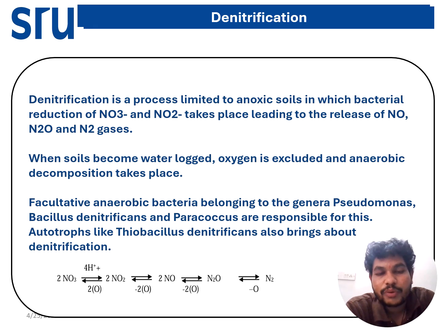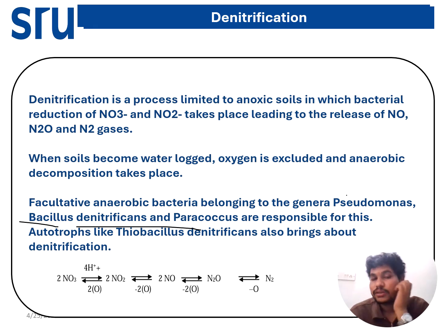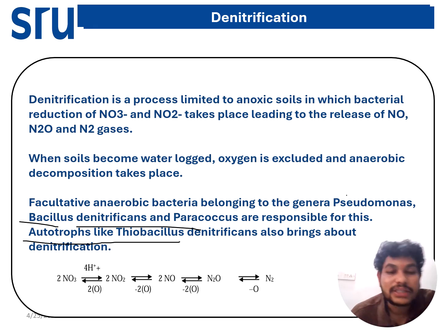Also, some autotrophic bacteria. These are the heterotrophic bacteria like Pseudomonas, Bacillus denitrificans, and Sphaerococcus. This is the heterotrophic bacteria. Autotrophic bacteria like Thiobacillus denitrificans also bring out the denitrification.